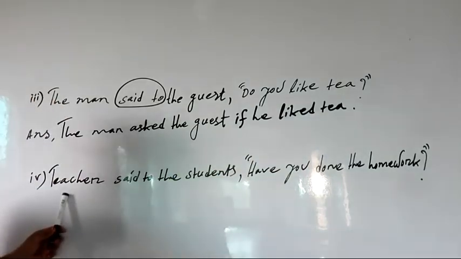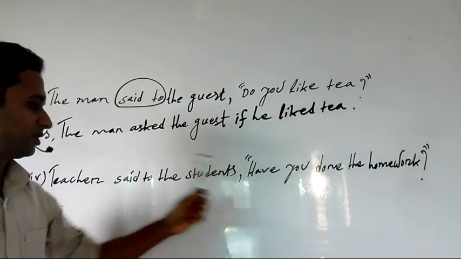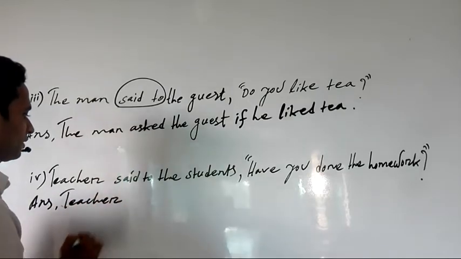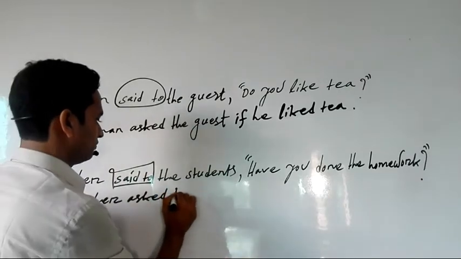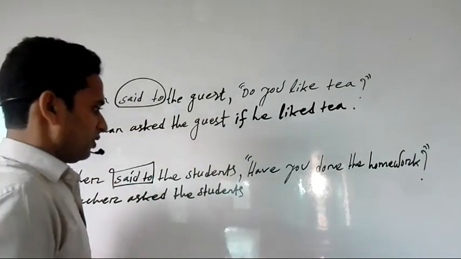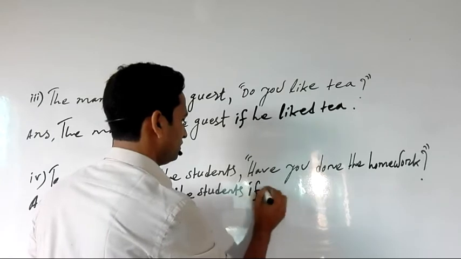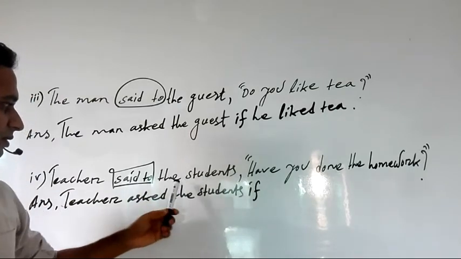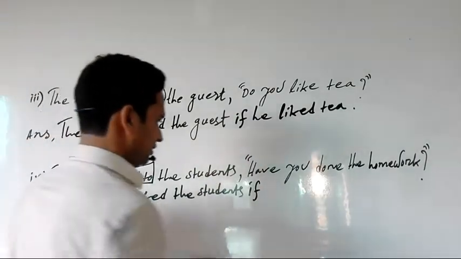Next example. Teacher said to the students, have you done the homework? Here the speaker of the reported speech is the teacher. So first of all, we will write teacher asked the students. Now we must write here if, because this interrogative sentence also starts with an auxiliary verb. Now the person will be changed here, you, second person, following the object of the reporting verb. The students are definitely third person plural number, so we will write they.